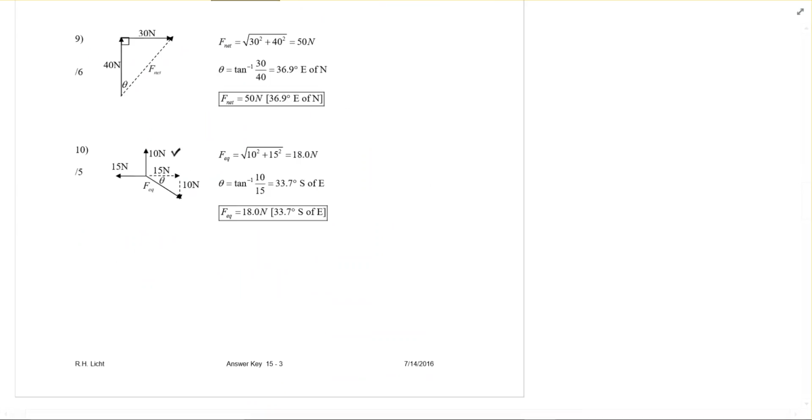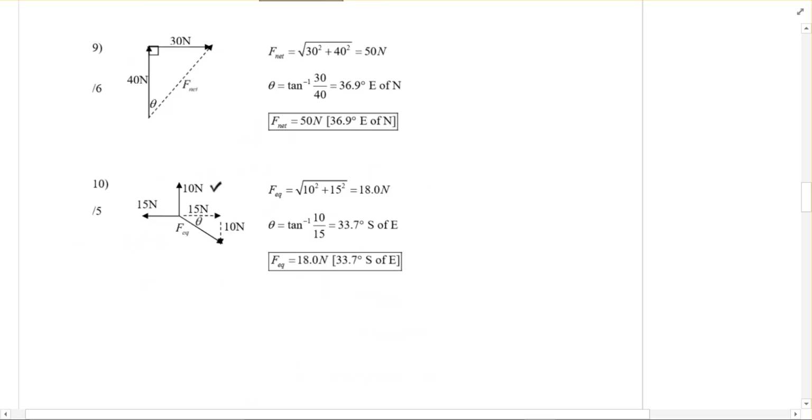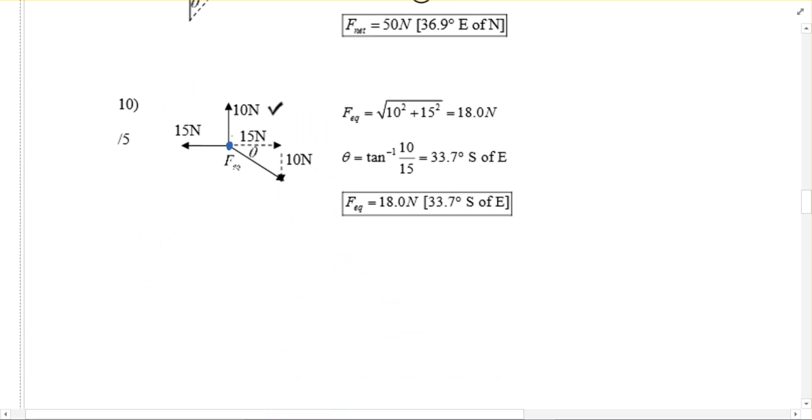So this is our situation. We have 10 newtons going up, 15 newtons pulling to the left, and we have to figure out what this force is. In order for this to be balanced and not moving, the x component of this force and the y component of this force have to equal the two up here. So the y component of this force must be the same in magnitude as the y component of that, and the same with the x component, just in different directions. So if you figure out this triangle like we've done before, you get this answer.